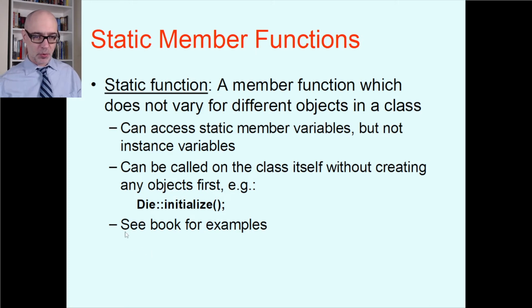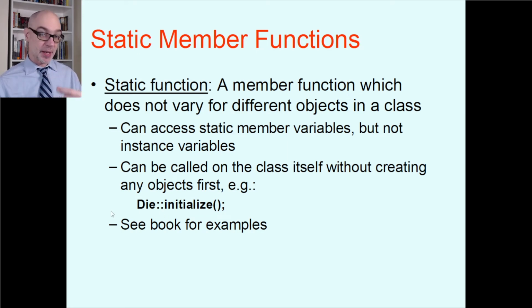Now, one of the advantages here, one of the interesting things is once you do that, and once you accept that this function cannot access member data because it's not actually in an individual object, now you can actually call this kind of function on the class itself without creating any objects first. For example, if I have a class called die, and this is one of the major examples back in chapter 13 that you might have seen before, if I have a class called die, I can make several dice. I could make die 1, die 2, die 3, die 4, of course. But if I have an initialize function and it's static, then I don't need to call die 1 initialize or die 2 initialize.